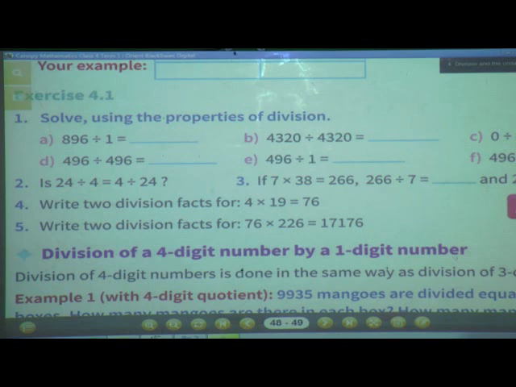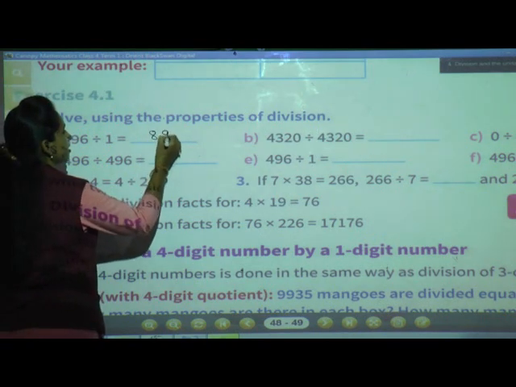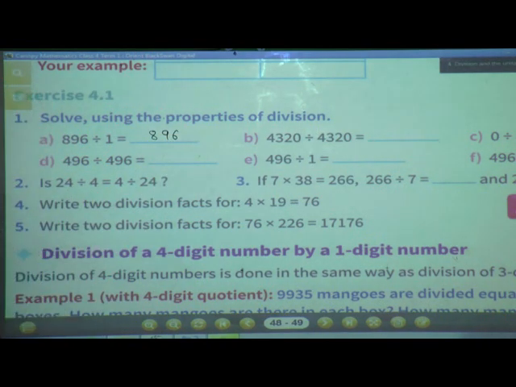Now we will see. Now see the first one, 896 divided by 1. See, which property is it? Second property. What is the second one? If a number is divided by 1, the answer is the number itself. This is the number, so write number itself. Got it? Clear? Understood?